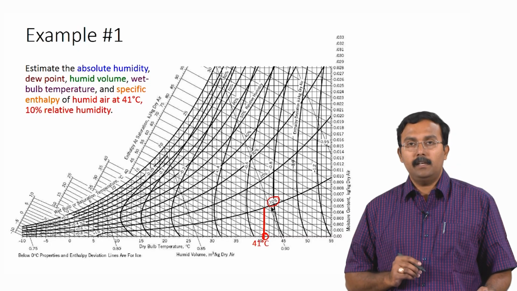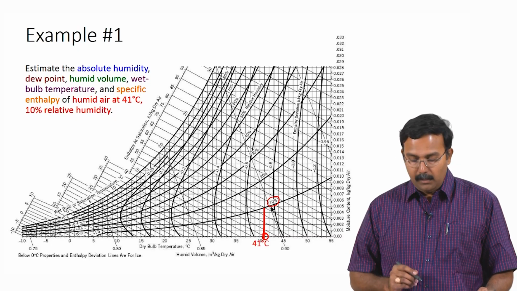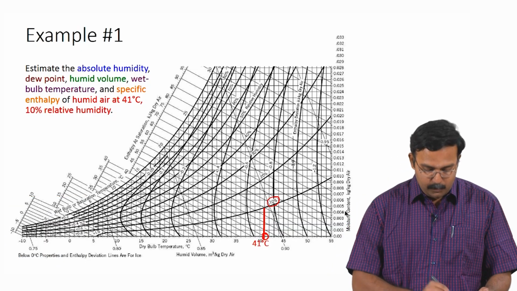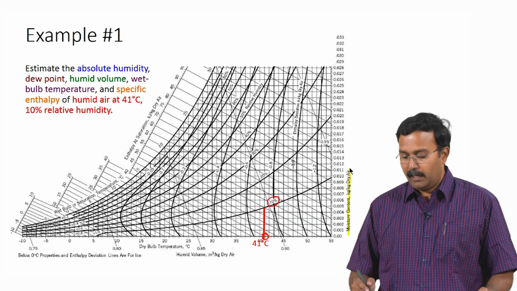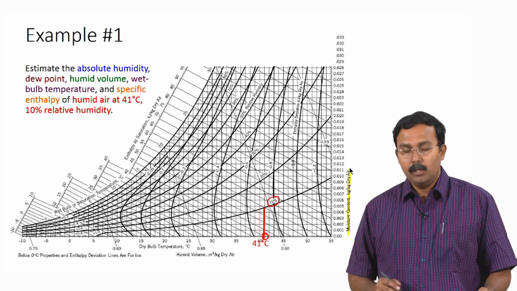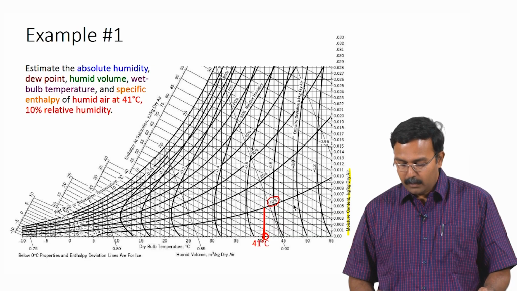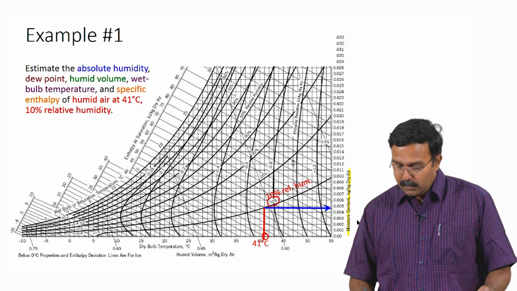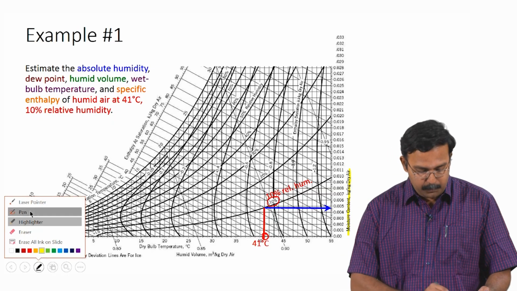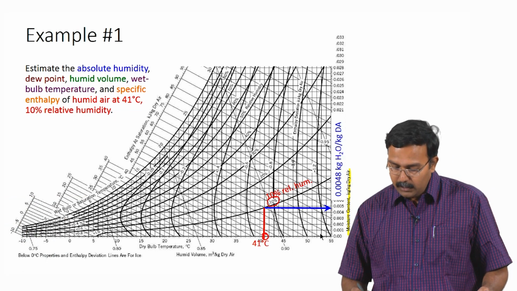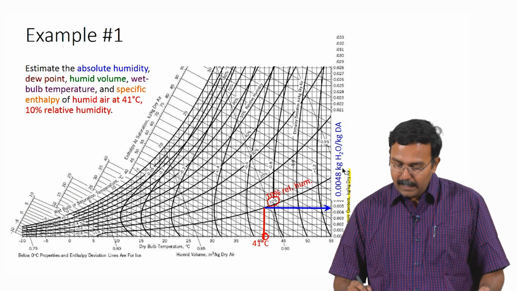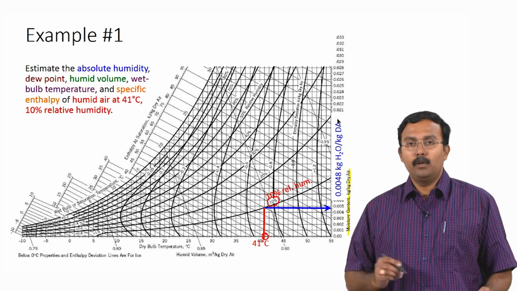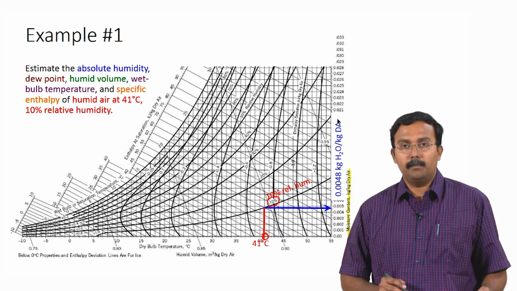The first thing we need to identify is the absolute humidity, which is given on your y axis here. Because you have absolute humidity on your y axis, you would draw a line from this point all the way to the y axis. That value can be identified from this particular y axis. This is 0.0048 kilograms of water per kilogram of dry air. So, that is the absolute humidity. You can get that directly from the psychrometric chart.